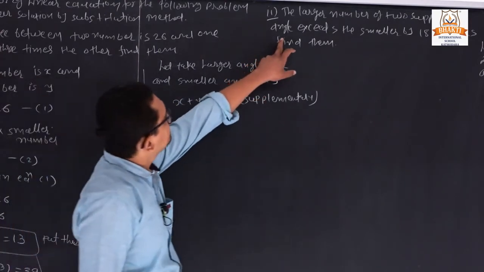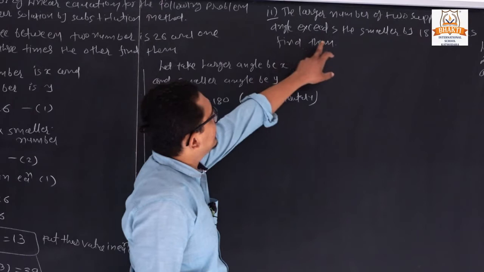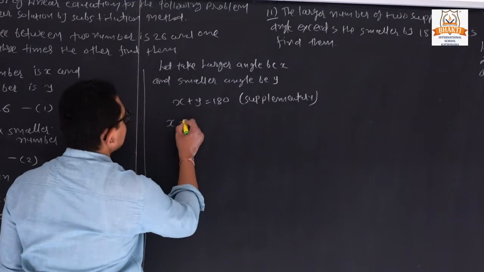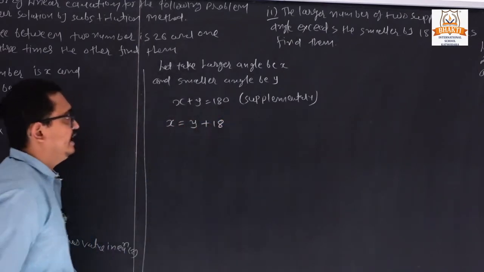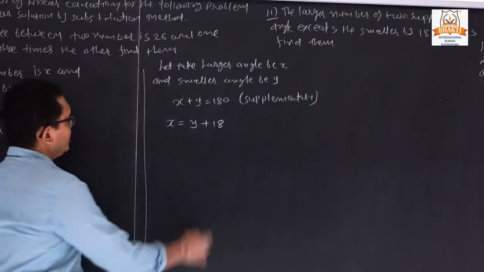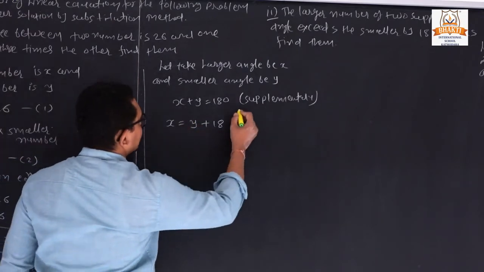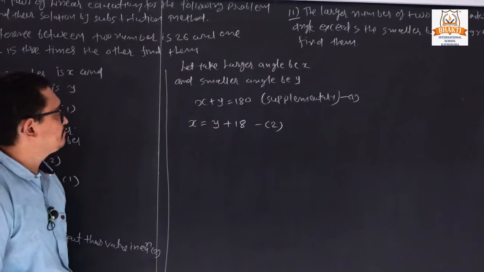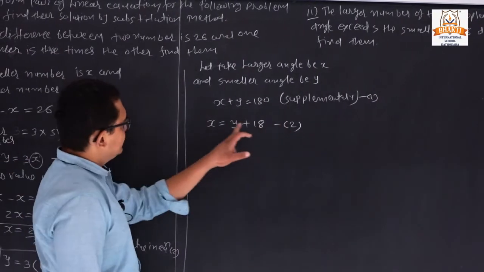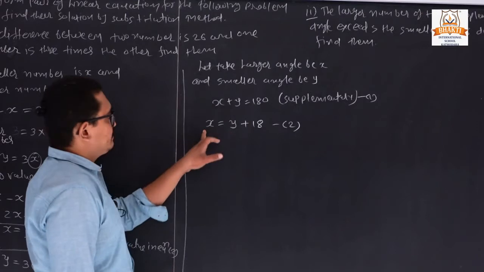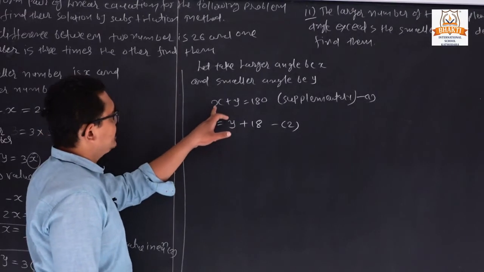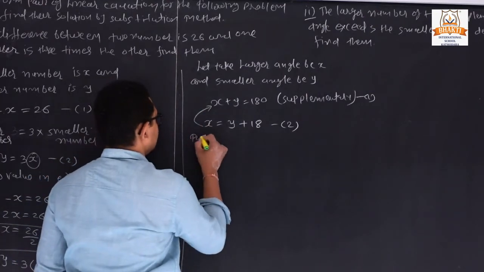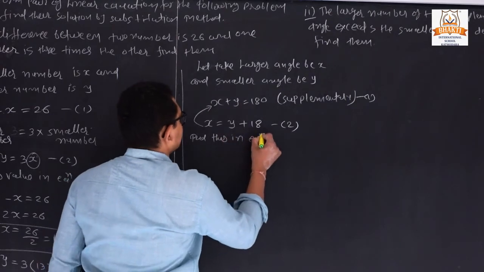Now next, the larger number of the two supplementary angles exceeds the smaller by 18. So it means the larger angle is equal to smaller plus 18 according to the situation. So now we can declare this is equation number 1 and this is equation number 2. Now we will substitute the value of x into equation number 1.